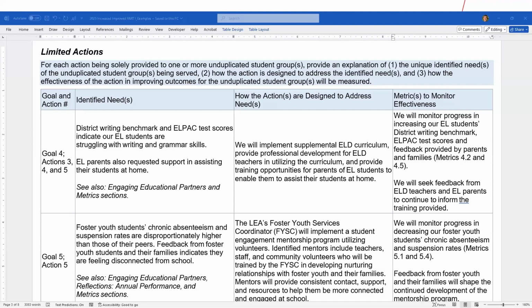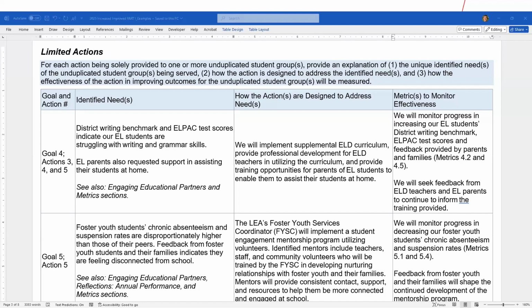So as you can see in the limited actions section, there isn't a second paragraph. There isn't a why are you providing this to EL students only, because there's no need for that. You will be able to tell why you are only providing this service to EL students based on what services are being provided. It's a limited action because only the EL students are going to receive and utilize the supplemental ELD curriculum.